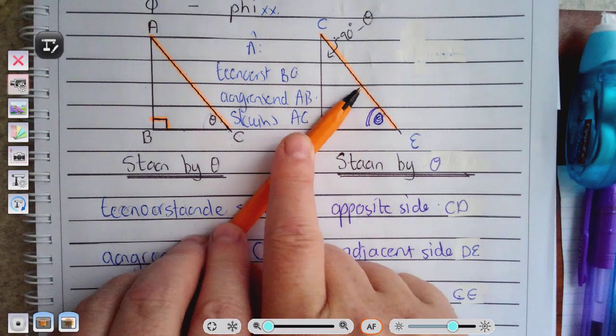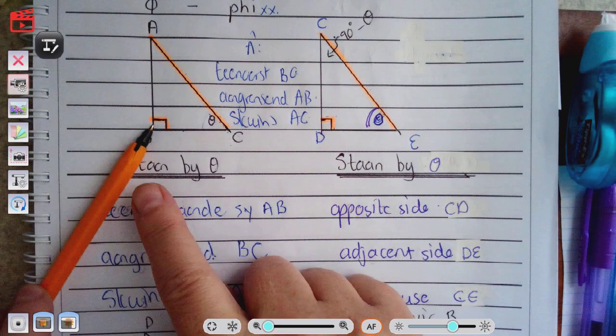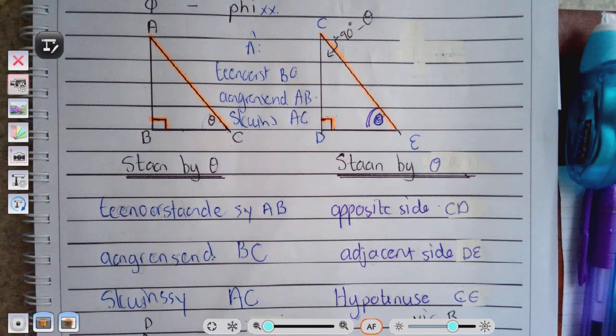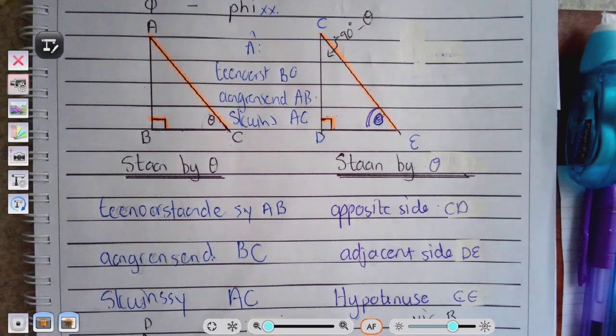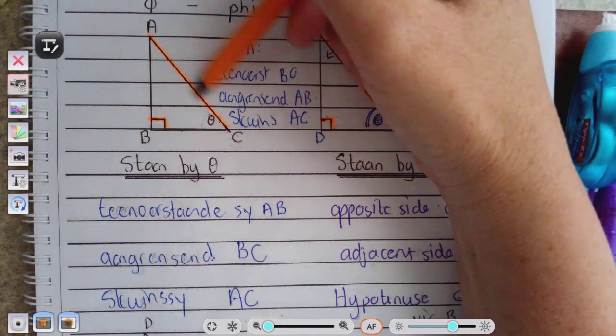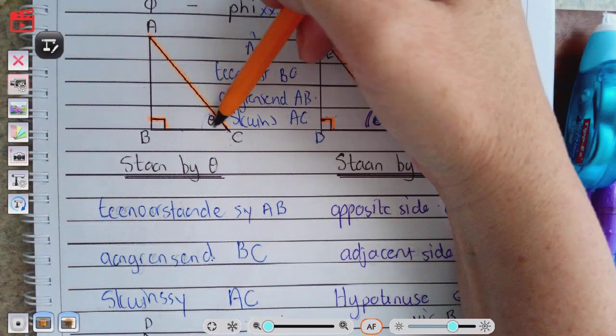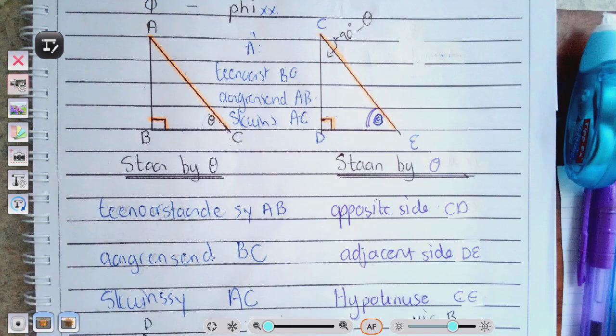And then when you do trigonometry, you will never go and stand in the 90 degrees to, for example, find the opposite or the adjacent side. You need to stand in one of the other angles, because the 90-degree angle is fixed.